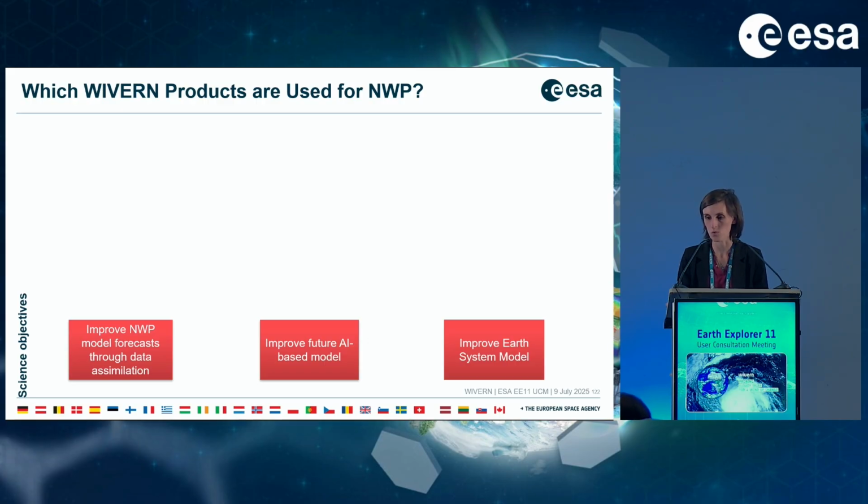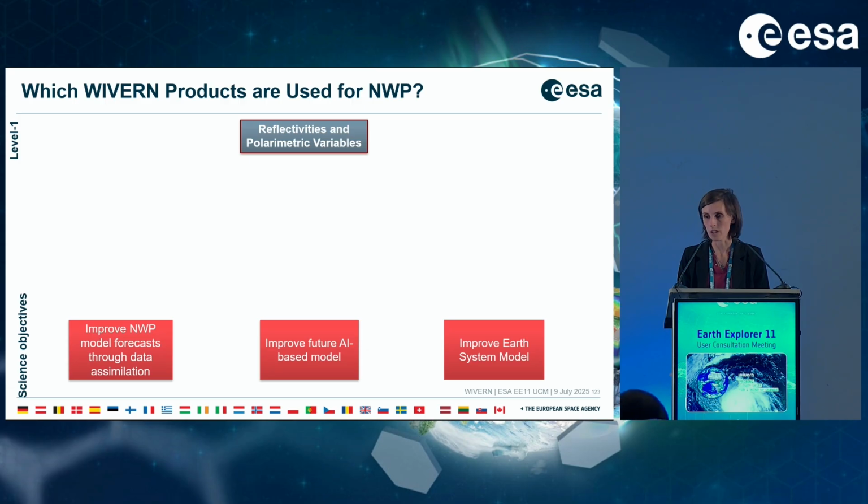The first one is to improve NWP model forecast through data assimilation. The second one is to improve future AI-based models. And the last one is to improve Earth system models. Wyvern will provide many observations that will be useful for these 3 science objectives.